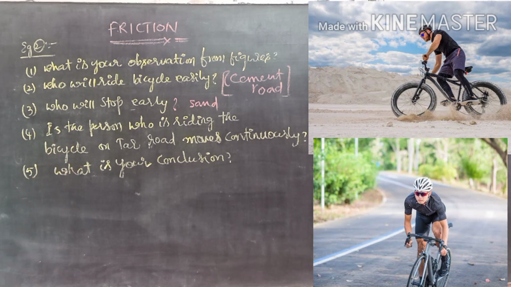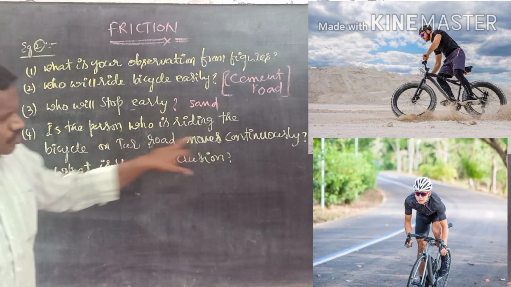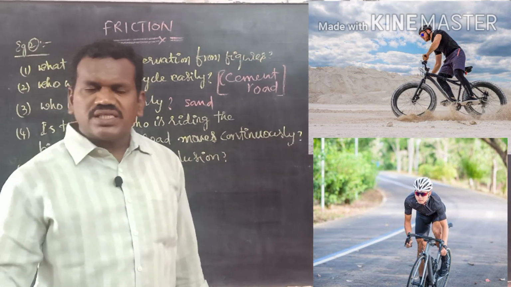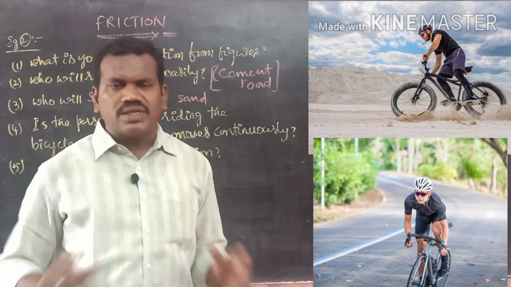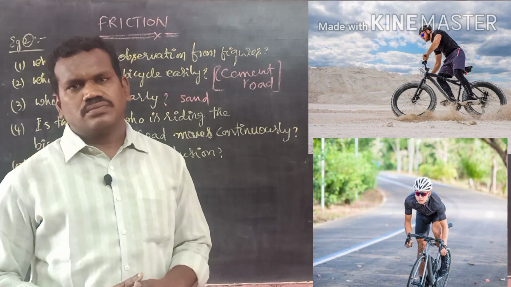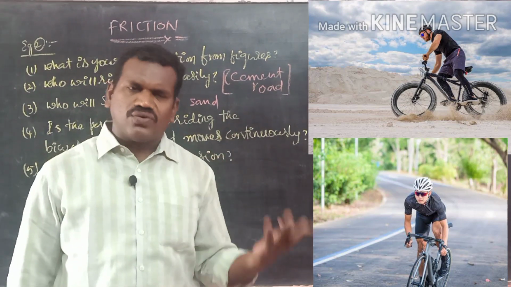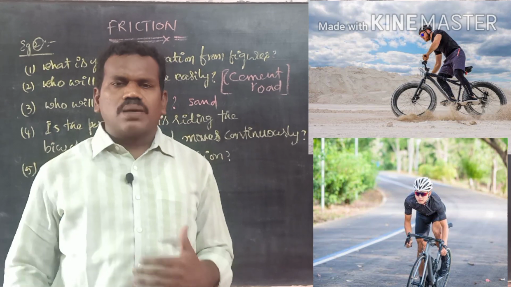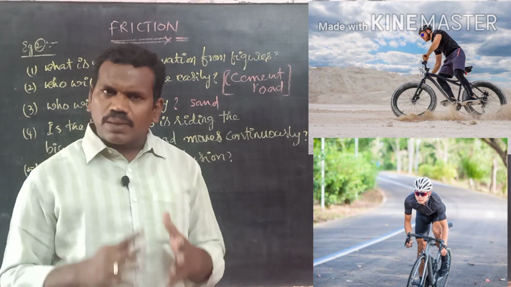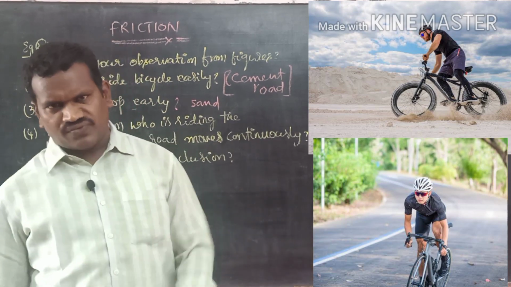Come to the fourth question. Does the person who is riding the bicycle on the tar road move continuously? No. Though the person who is riding on the tar road or otherwise cement road will stop after a certain time whenever he stops pedaling. But the difference is, the person who is riding the bicycle on the sand floor will stop early when compared to the person who is riding the bicycle on the cement floor. That means both persons will compulsorily come to a stop, whether it is a sand or cement floor.